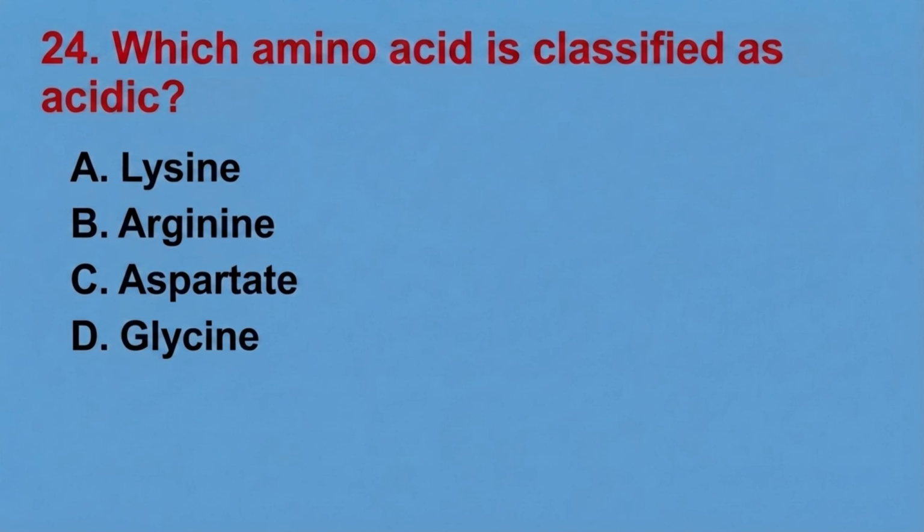Question 24 reads, which amino acid is classified as acidic? A, lysine. B, arginine. C, aspartate. D, glycine. Okay, so you have 5 seconds.